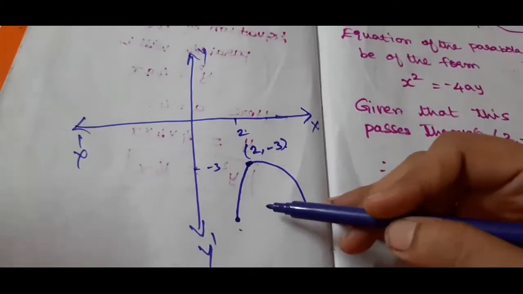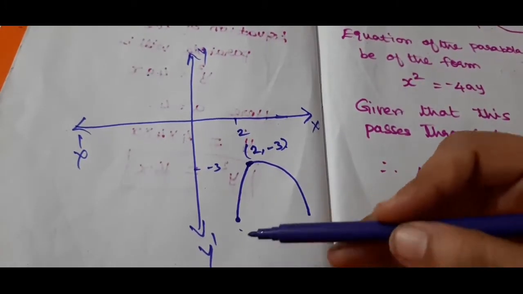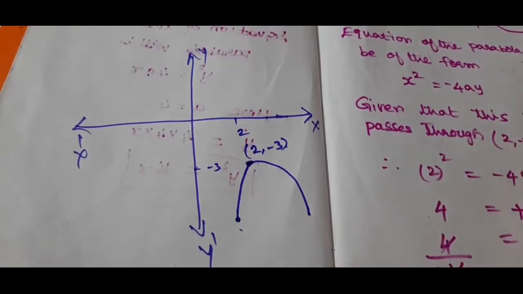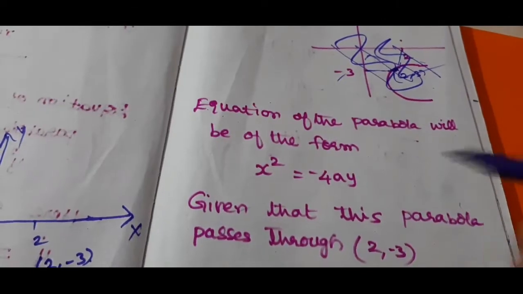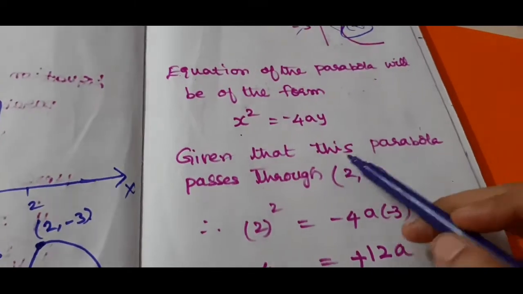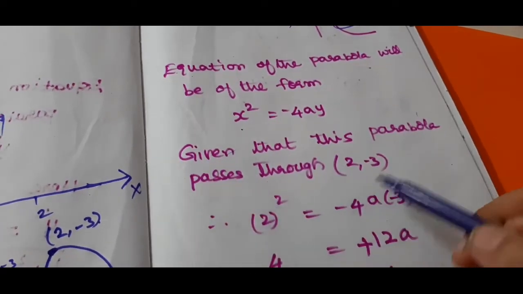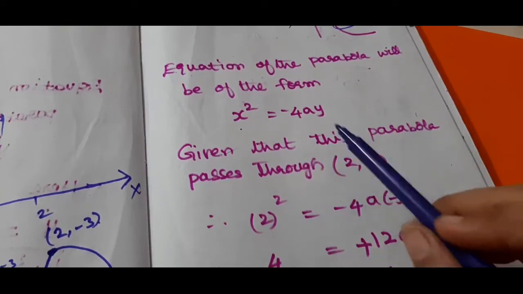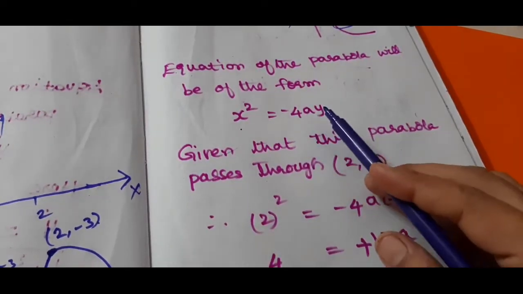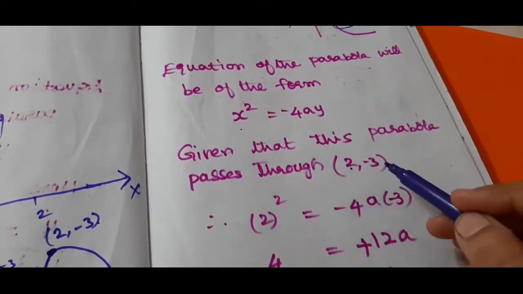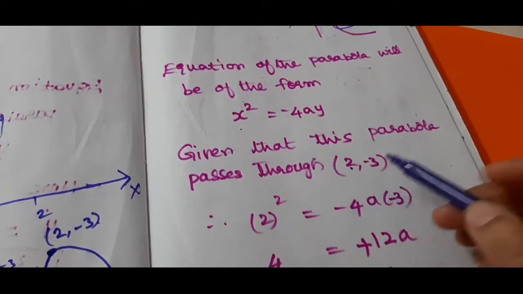I told you already the equation of the parabola opening downward. If it is symmetrical about the y-axis, it will be of the form x² = -4ay. Given that this parabola passes through (2, -3). If a curve passes through a point, this point must satisfy the curve equation. So instead of x I can substitute 2, instead of y I can substitute -3.